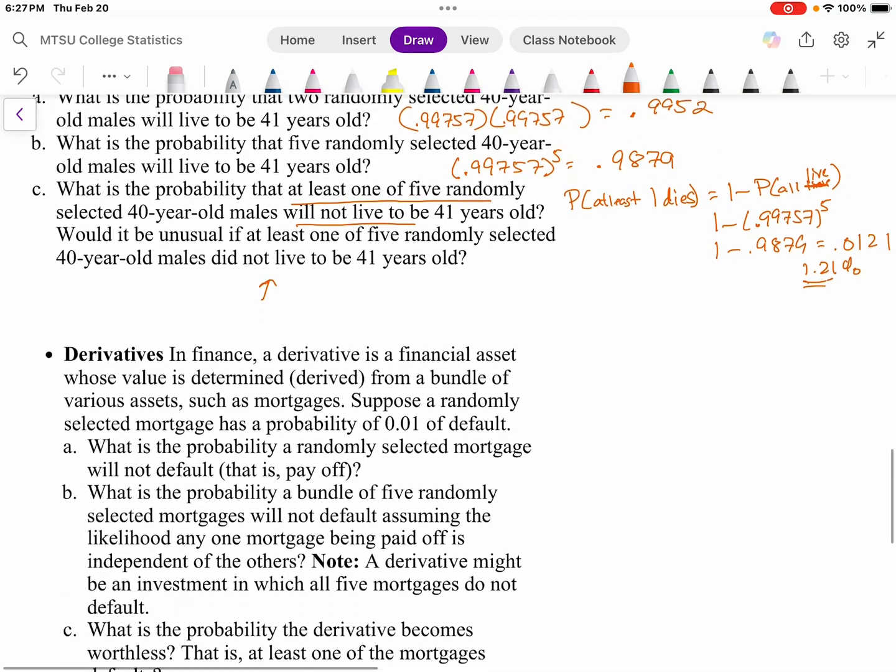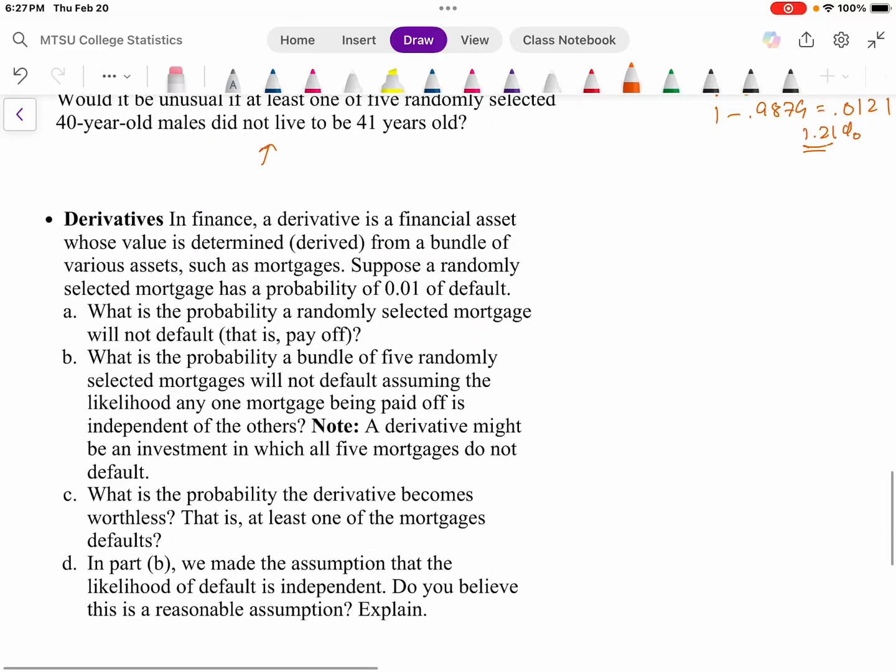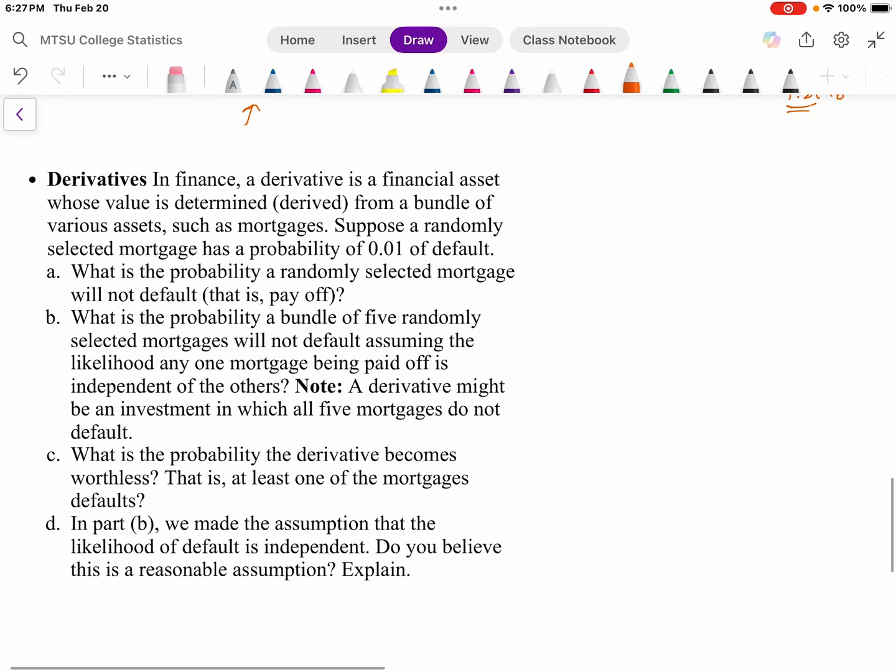I believe this is the last problem in our lesson here. So derivatives in finance. A derivative is a financial asset whose value is determined or derived from a bundle of various assets, such as mortgages. Suppose a randomly selected mortgage has a probability of 1% of default. Okay, what is the probability that a randomly selected mortgage will not default?